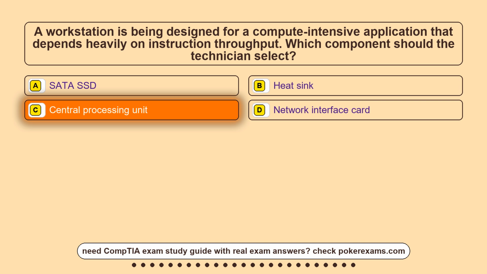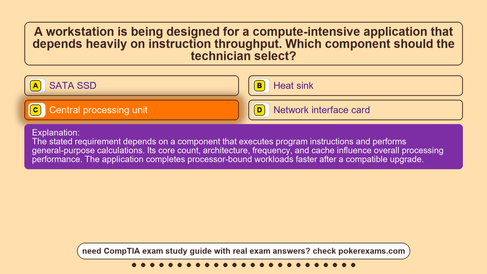The correct answer is option C. Central processing unit. The stated requirement depends on a component that executes program instructions and performs general-purpose calculations. Its core count, architecture, frequency, and cache influence overall processing performance. The application completes processor-bound workloads faster after a compatible upgrade.